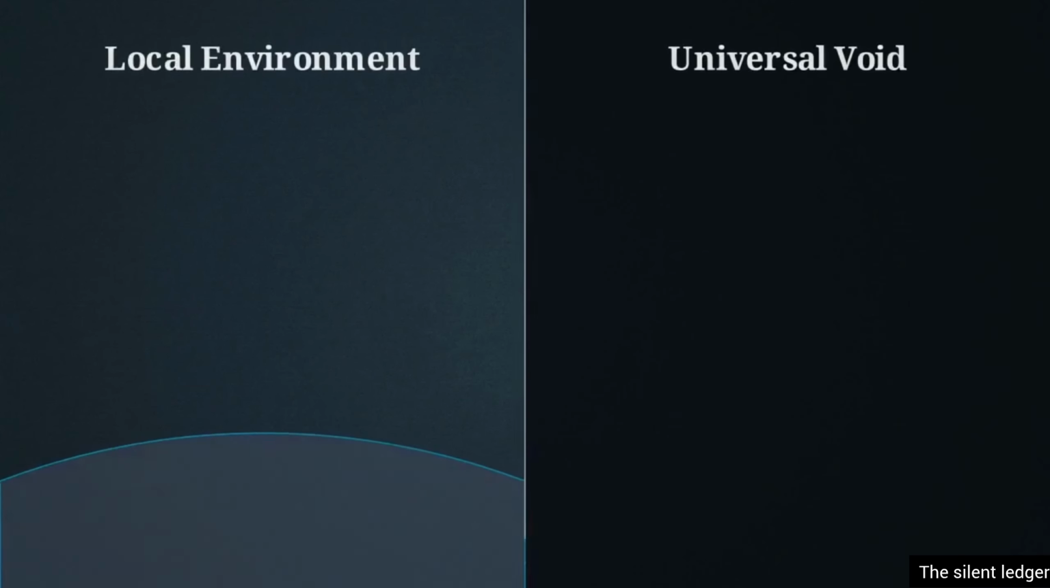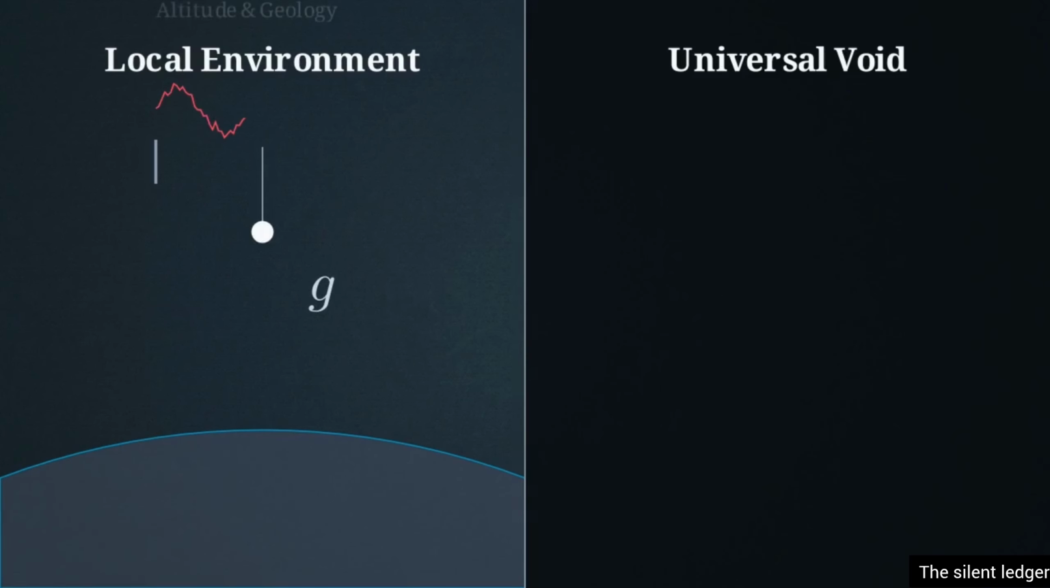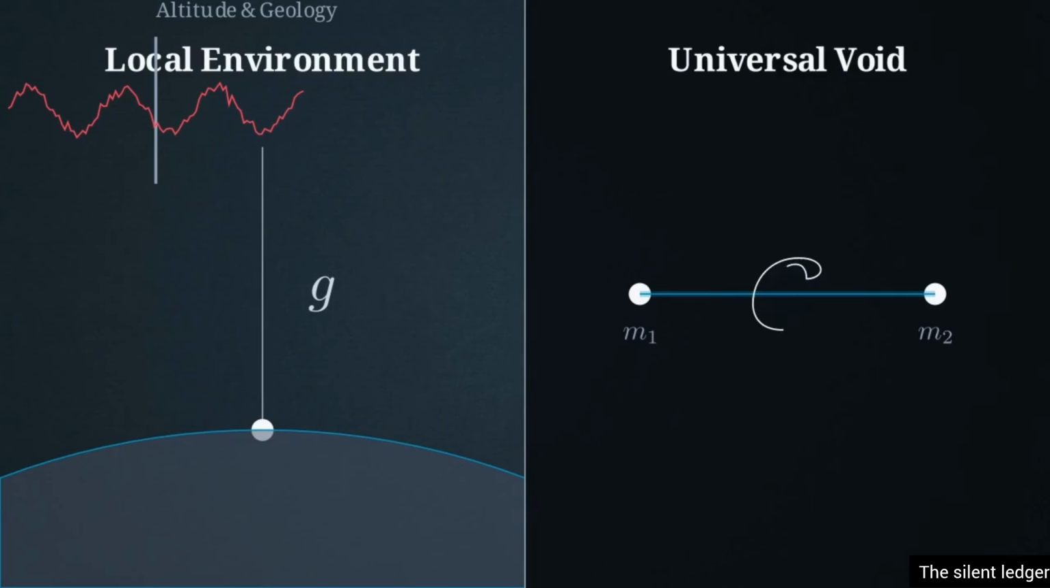We have to distinguish big G from lowercase g. Lowercase g describes the local acceleration produced by the Earth, a number that changes depending on your latitude, altitude, and the local geology. Big G dictates the overall strength of gravitational interaction between any two masses anywhere in the universe.